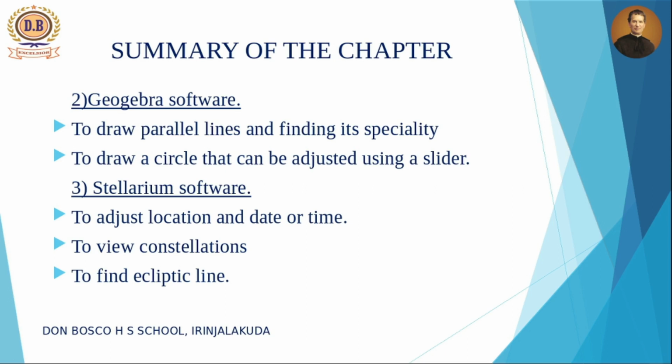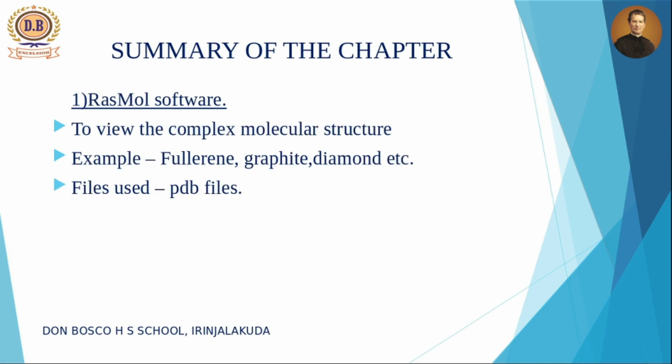It provides virtual reality to view stellar objects in the sky, and the activities were to adjust location and date or time, and also to view constellations like Leo, Orion, etc. using different tools. The last activity was to find the ecliptic line from the marking tab in the sky and viewing options tool. The last software was RASMOL, used to view the complex molecular structure of different molecules, for example fullerene, graphite, diamond, etc.